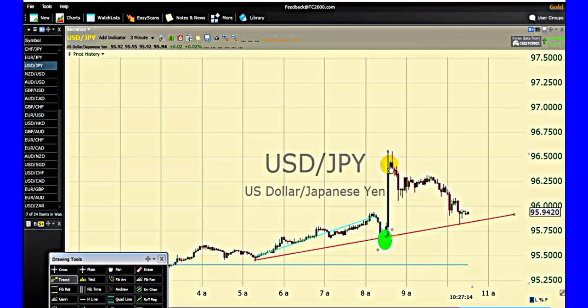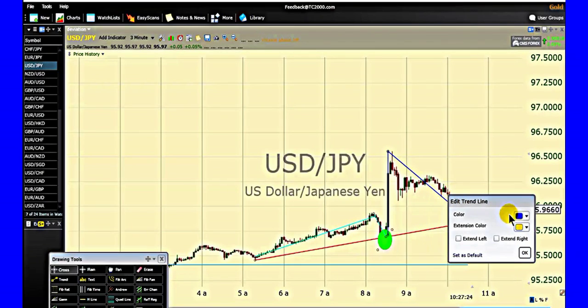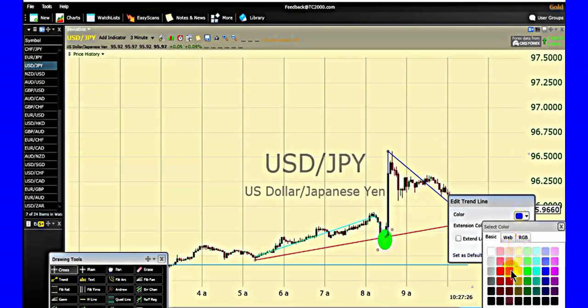So after the news price ran up, now slowly but gradually, look, the price returned to this primary trend line. I want to color the last line here in black.